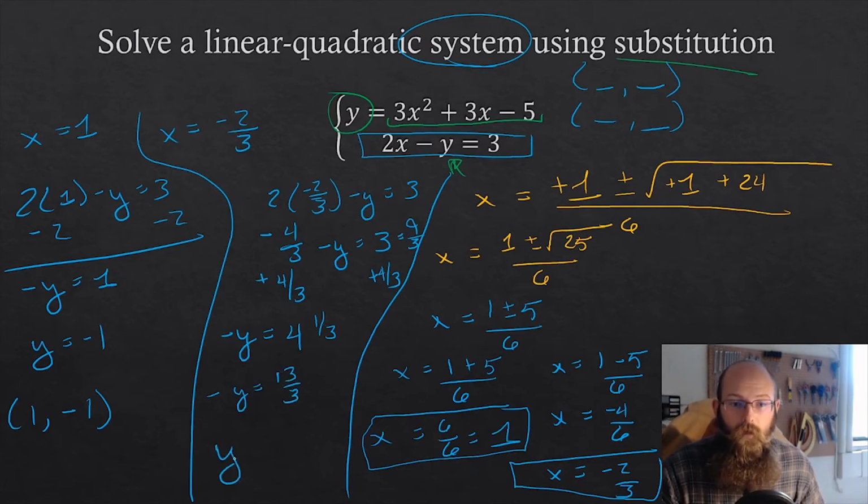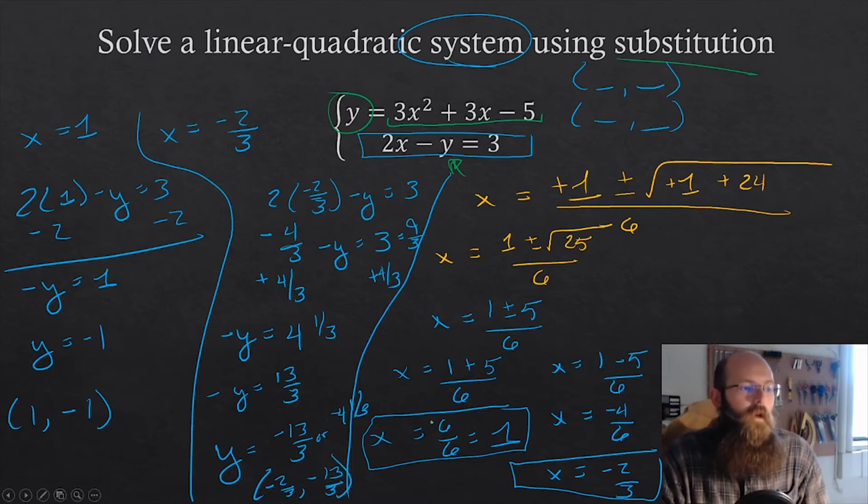But again, it's a negative y, so it's got to switch. So y is negative 13/3, or negative 4 1/3. I kind of snuck it in there. That coordinate point will be all the way down at the bottom. I plugged in a negative 2/3, and I got out a negative 13/3. Those are my 2 answers.